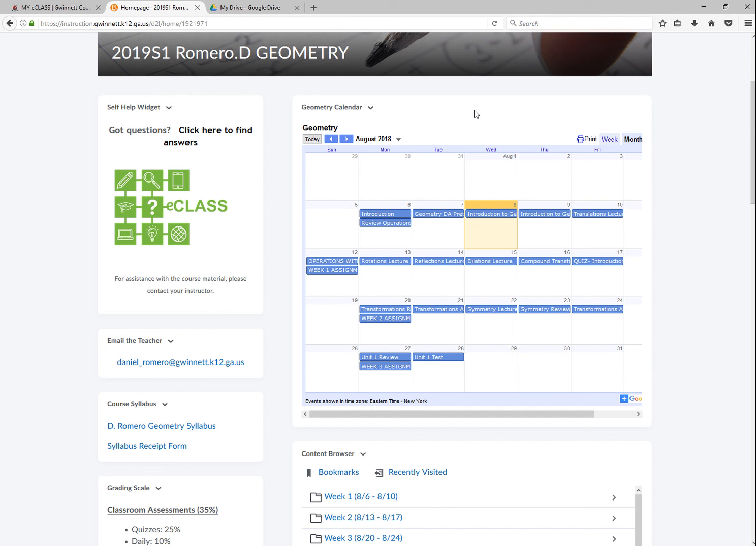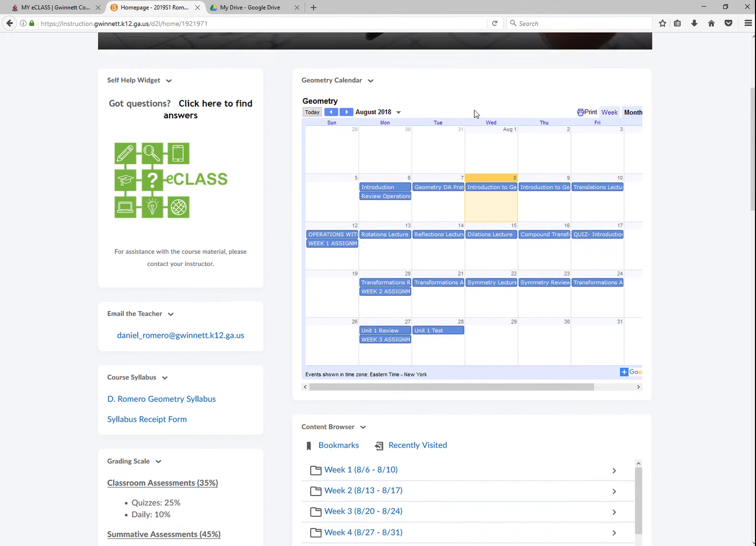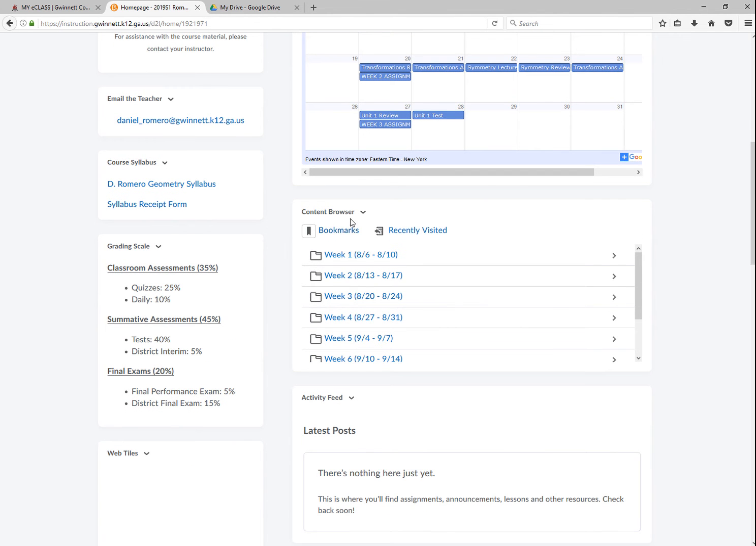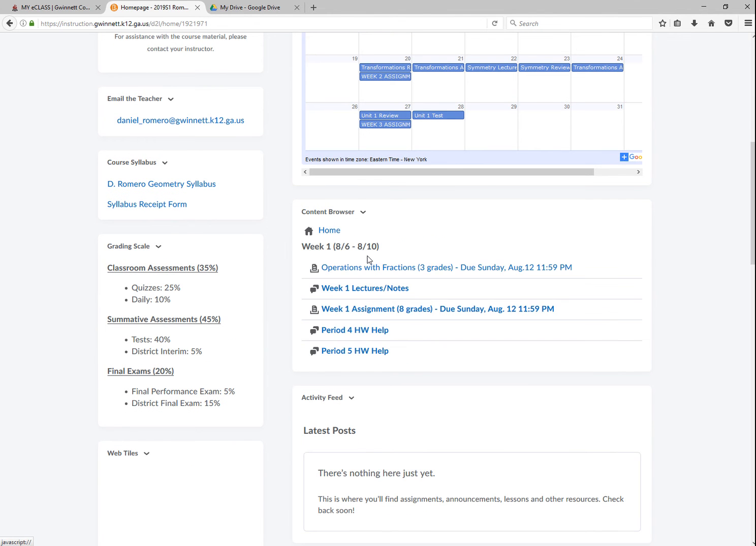When are the first 2 assignments due? Those are the ones here on Sunday. When's your unit test on the 28th? So that's the calendar, right? We go down to the content browser. Week 1. And even though it's not worth as many grades, let's say she just wanted to go in order and work on operations and fractions.